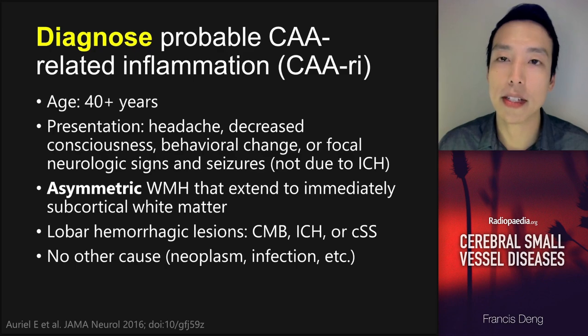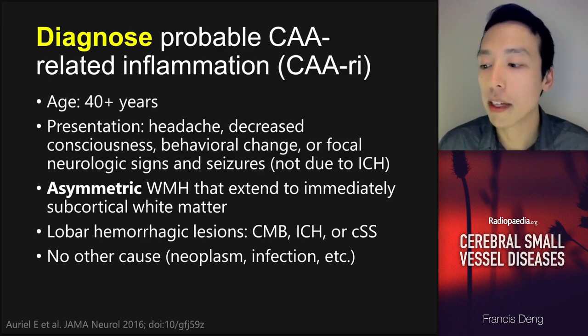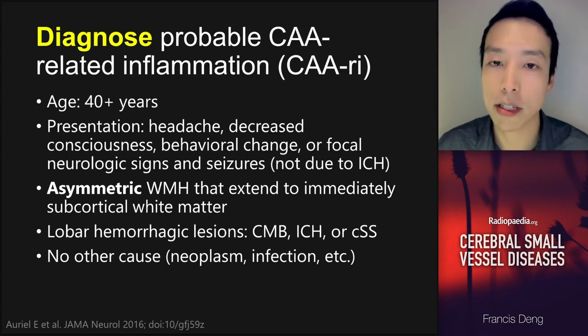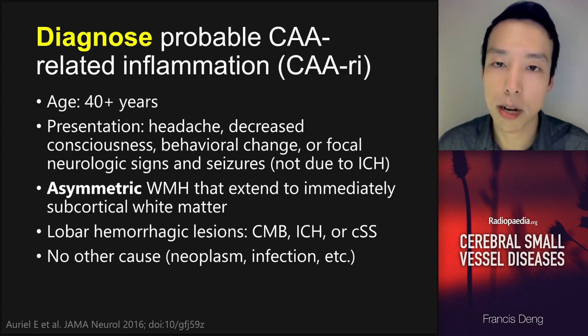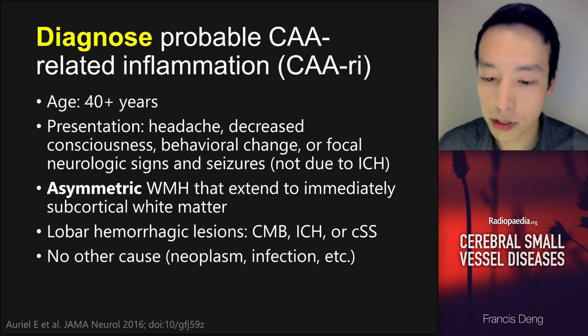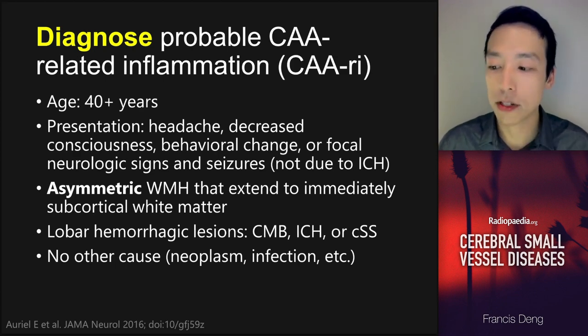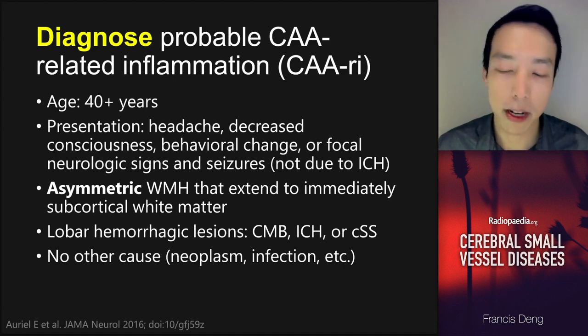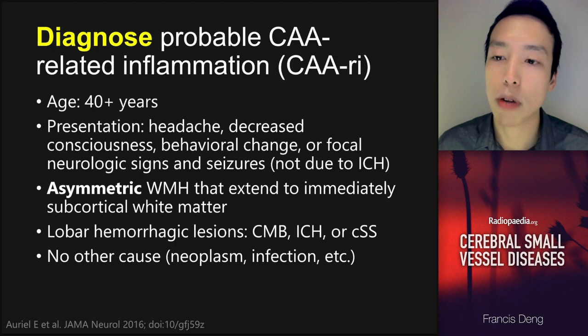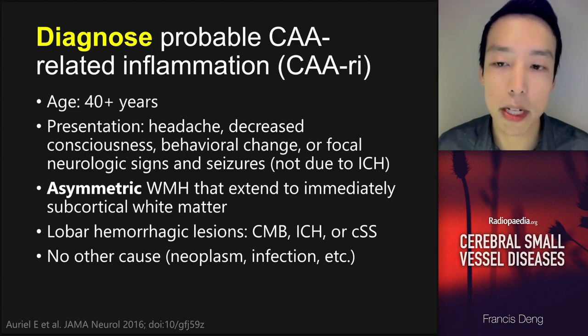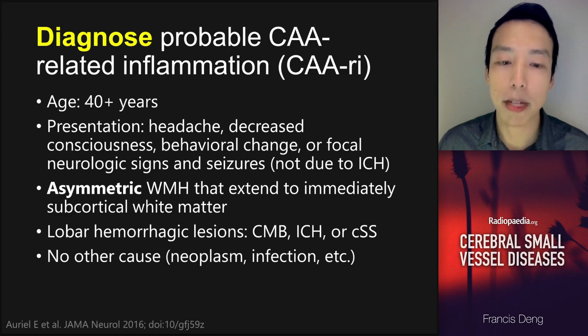asymmetric white matter hyperintensities that extend all the way to the immediately subcortical white matter, and lobar hemorrhagic lesions that would probably otherwise fit the diagnostic criteria for CAA alone, such as cerebral microbleeds, intracerebral hemorrhage, and corticosuperficial siderosis. And you have to exclude other causes of white matter hyperintensities and hemorrhage. But our case was a case of probable CAA-related inflammation, also known as CARI, and that was treated with anti-inflammatory medical therapy.